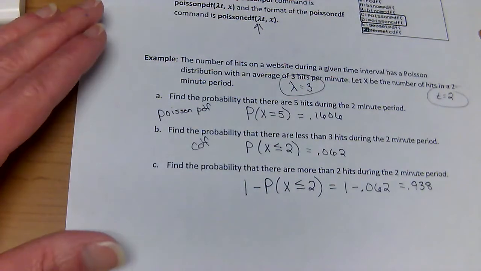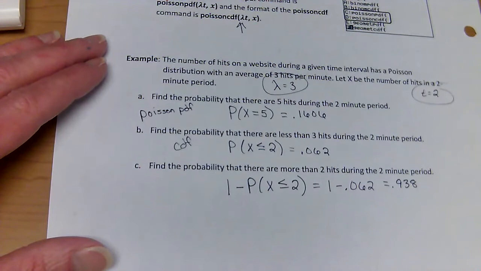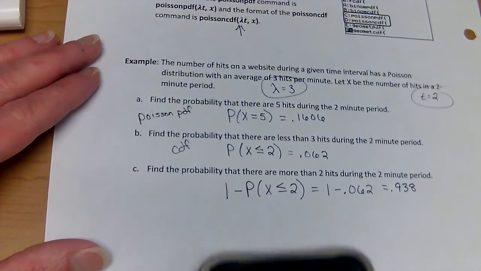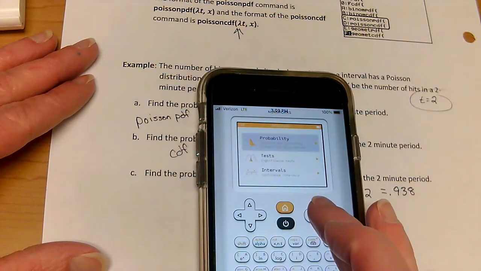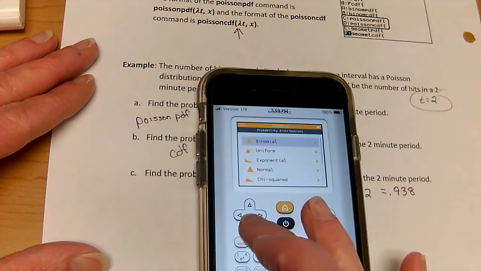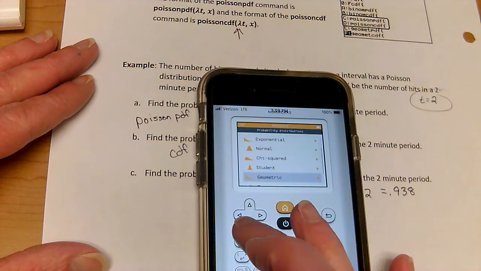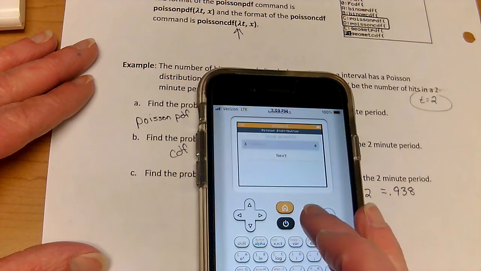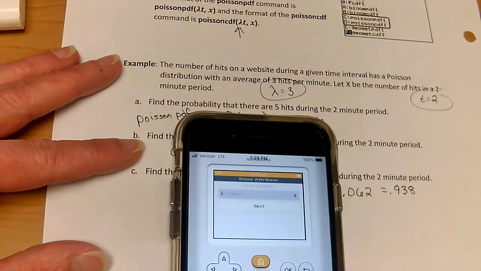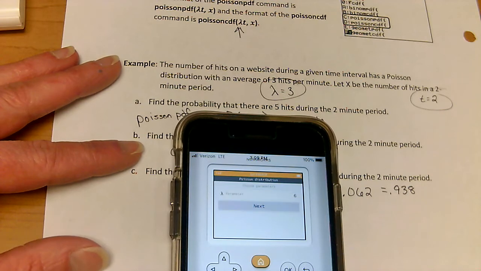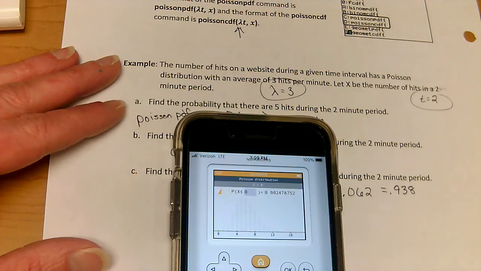Now, if you're using the NumWorks app, we're going to go to this inference section. We're going to get a probability. Now, this time we have a Poisson. And it asked me first for my parameter. Now I forgot. Yes, it has to be the 6 because it's 3 during a 2 minute time period. 6. I'm sorry about that. That's actually lambda times t.